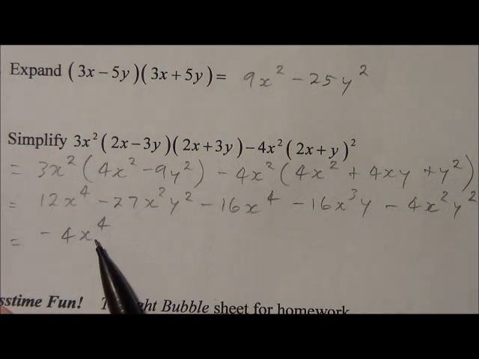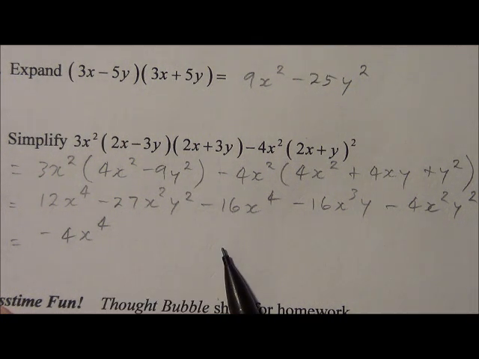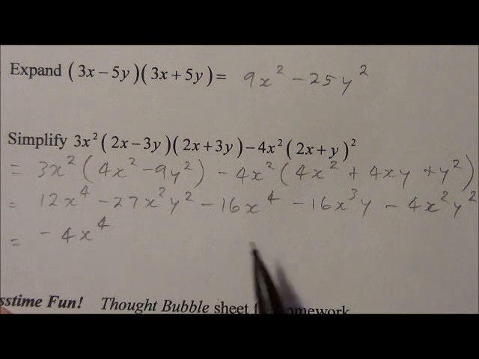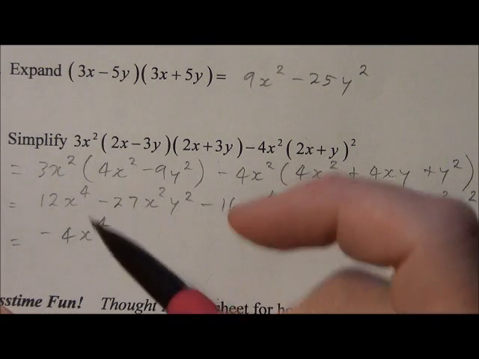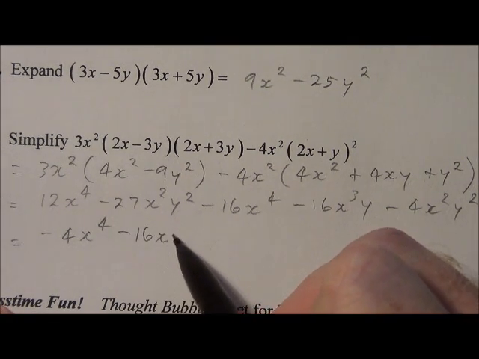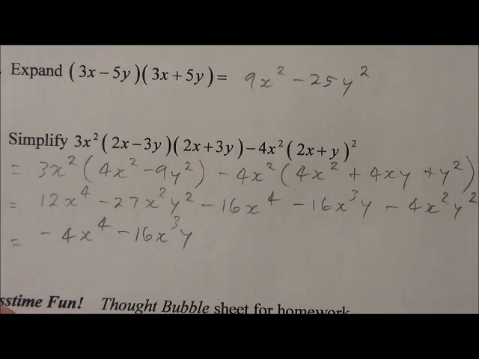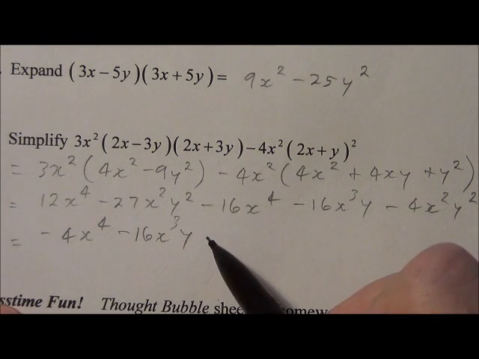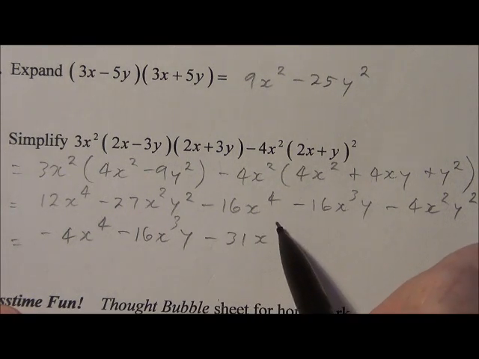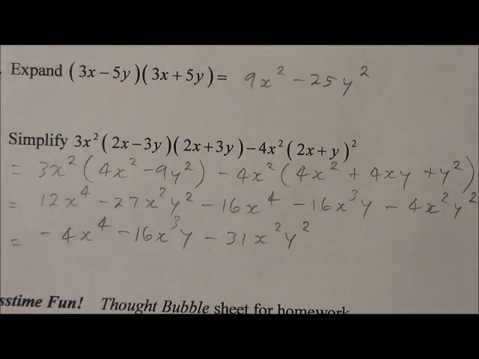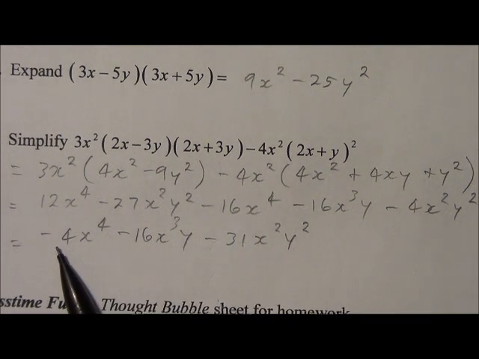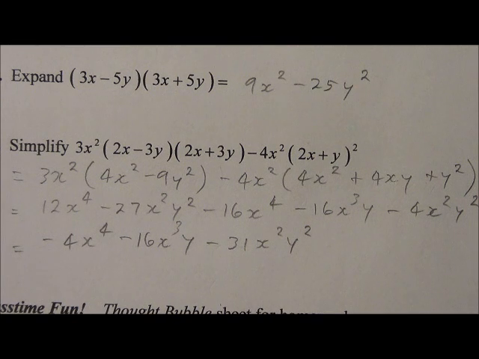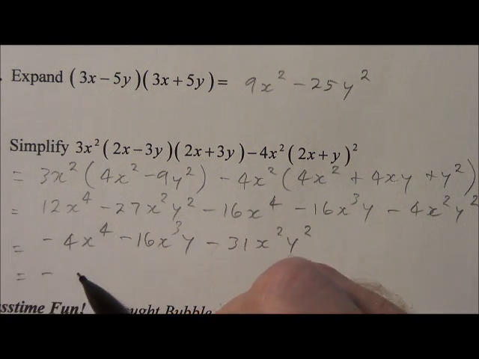So I like when the variables decrease in power. At least the first variable decreases in power while the second variable increases in power. So I'll go with this negative 16x cubed y. And then we'll stick on the last part, which is negative 31x squared y squared. And again, I don't like when an expression begins with a negative, so I'll just factor that negative out.